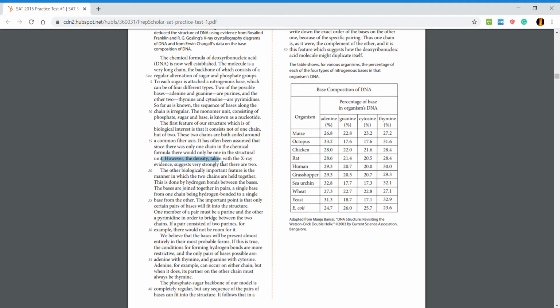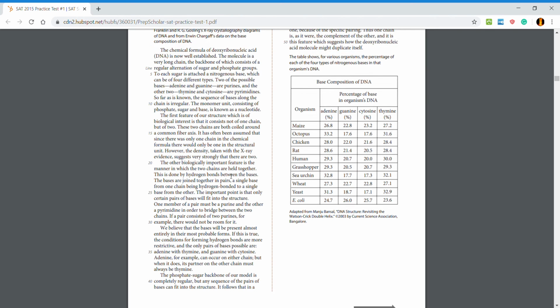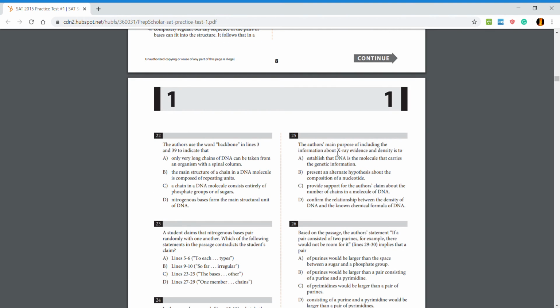However, the density taken with X-ray evidence suggests very strongly that there are two. We can see here the author includes information about X-ray in order to support his claim that there are in fact two chains and not one in the structural unit, like the chemical formula would suggest. So, the author includes the X-ray evidence and density in order to provide support for the author's claim about the number of chains in a molecule of DNA.